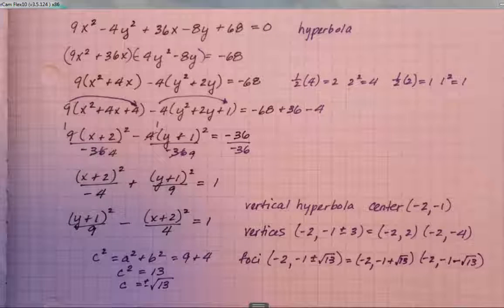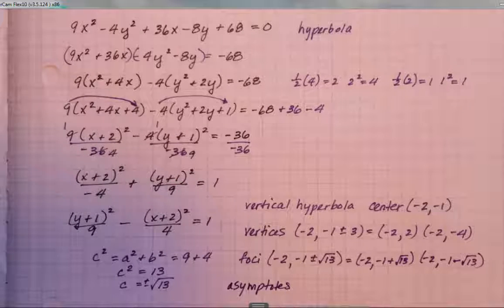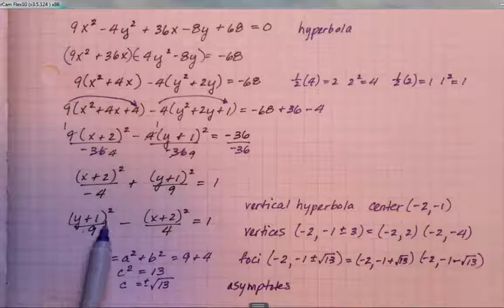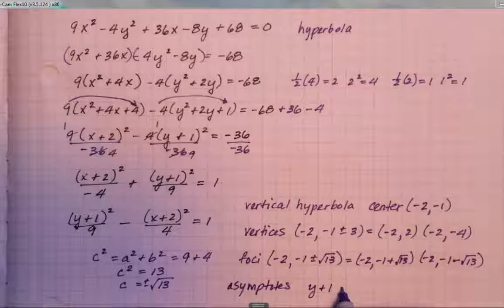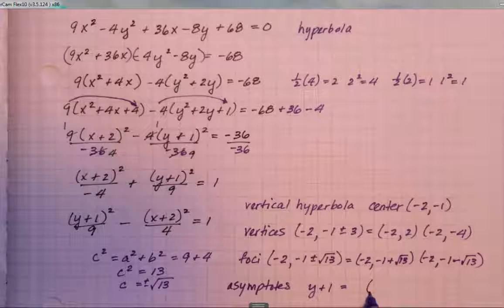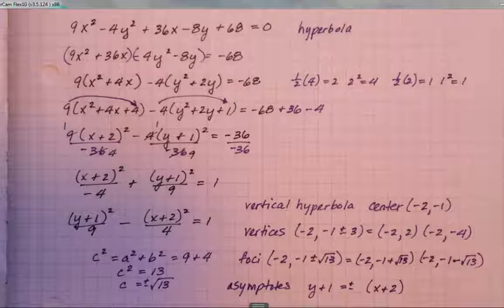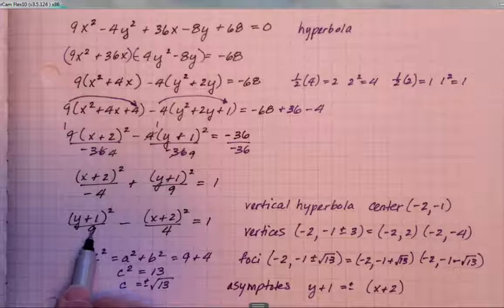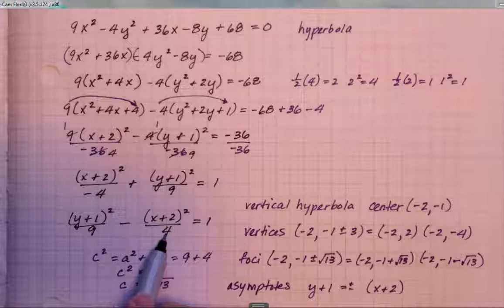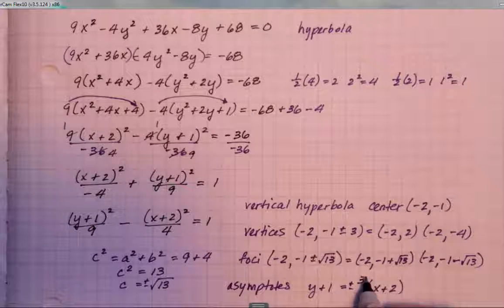Next, I'm going to need to find my asymptotes. So the equations of my asymptotes are going to be in the form of whatever I have for my y binomial, y plus 1, and that is going to be equal to my x binomial, x plus 2, and then the coefficient is going to be the square root of what's underneath the y. So this is your a. It's going to be a over b, which ends up being 3 over 2.